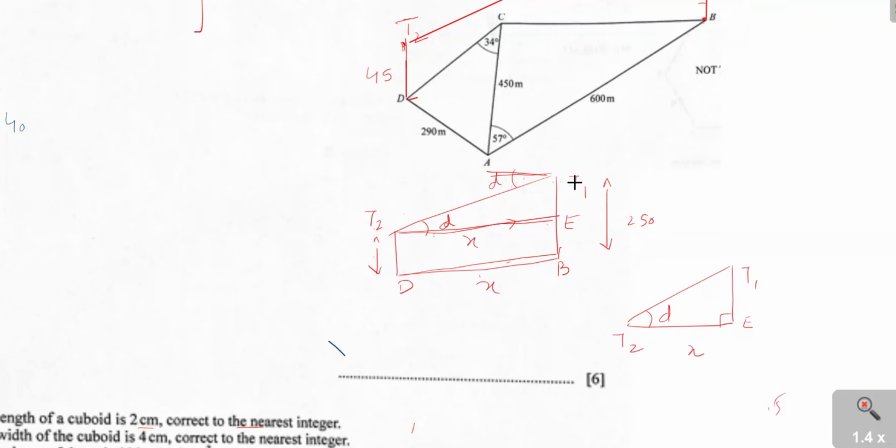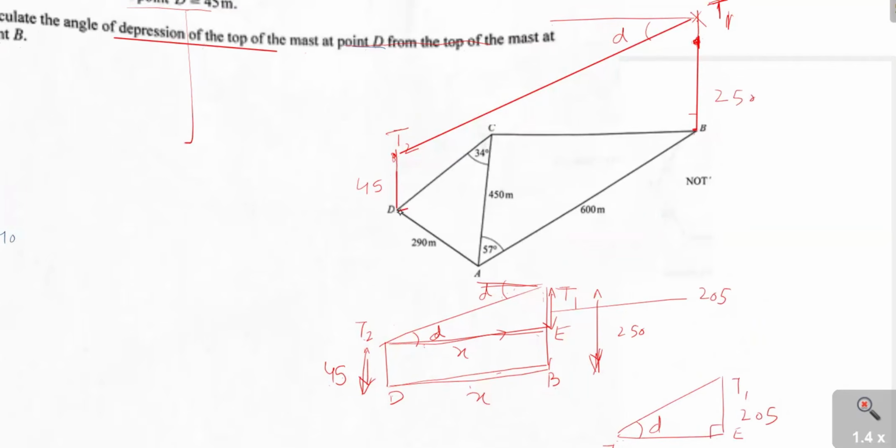And look at T1E, the total length T1B is 250. And the remaining length is 45. When we subtract 45 from 250, we will get this length. The length will be equal to 205. Therefore, we write this length is 205. And the angle D we can calculate if we calculate the length X. This is the length X, DB is the length X.